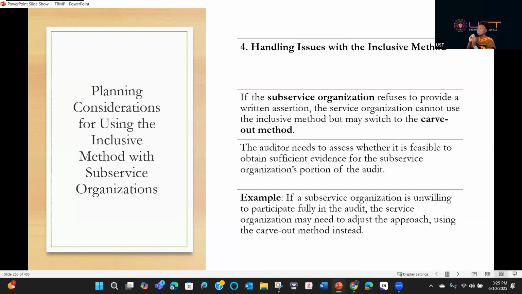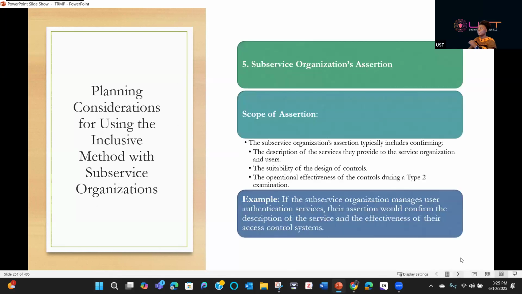The auditor needs to assess whether it is feasible to obtain sufficient evidence for the subservice organization portion of the audit. As an example, if the subservice organization is unwilling to participate fully in the audit, the service organization might need to adjust the approach, using the Carve-Out method instead of the inclusive method. But what of the subservice assertion?